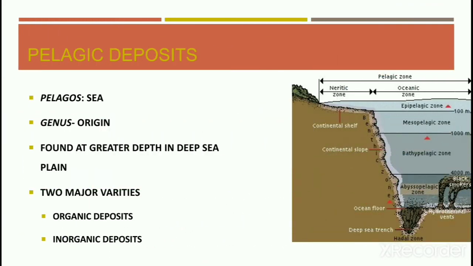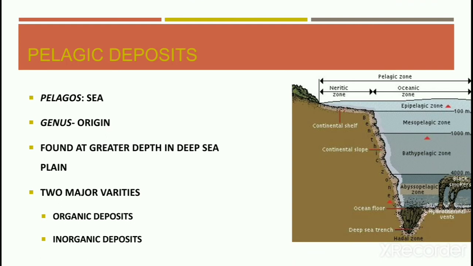The pelagic deposits are those deposits which have been obtained from the seawater and are deposited at the ocean floor. The word pelagic has been derived from the Greek word pelagos, which means sea, and thus it got the name: the deposits that originated from the sea are termed pelagic deposits.